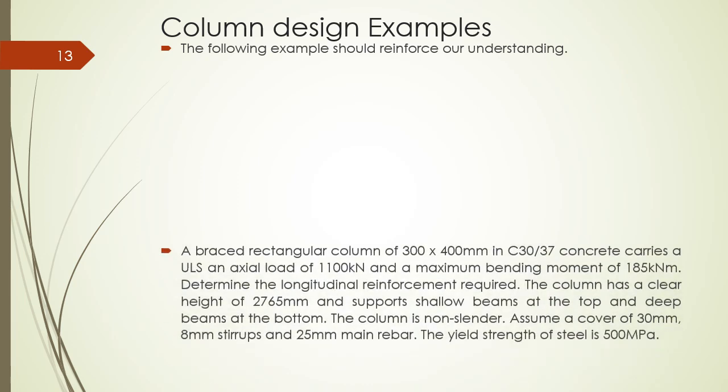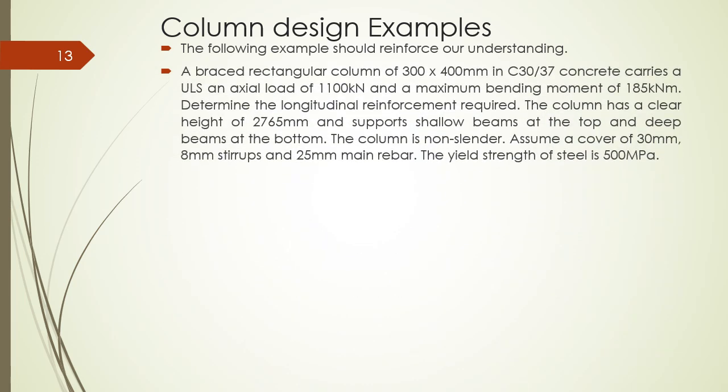Let's do an example. A braced rectangular column with a cross-section dimension of 300 millimeters by 400 millimeters, and the concrete grade is C30/37, carries an ultimate limit state axial load of 1100 kilonewton and a maximum bending moment of 185 kilonewton meter. ULS stands for ultimate limit state. So in short, what that means is that these loads have already been factored by the partial factor for actions. So this is already factored.